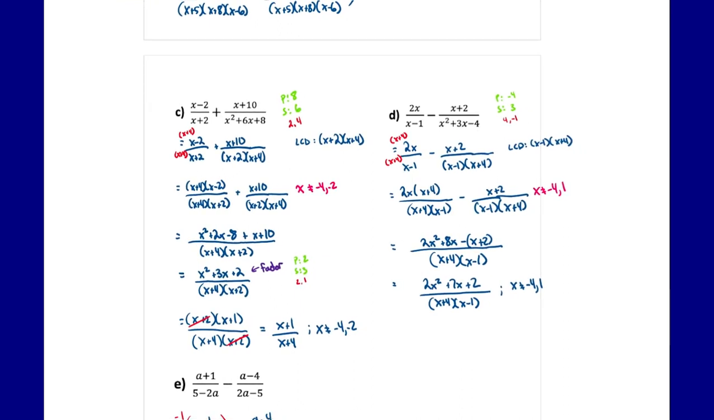So this is kind of it. We've looked at the multiplying and dividing. So that is kind of all we're going to be doing with rational expressions.